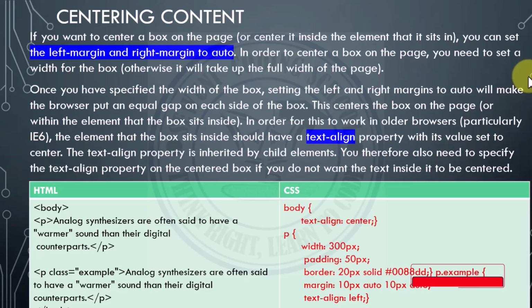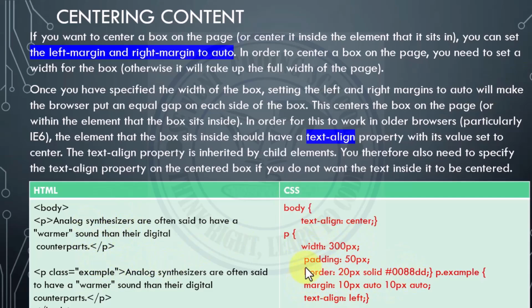The text-align property is inherited by child elements, not like the margins. The alignment is inherited, but the margins and the padding are not inherited. You therefore also need to specify the text-align property on the centered box if you do not want the text inside it to also be centered. Now this is the HTML of the entire body, and this is the CSS of the entire body.